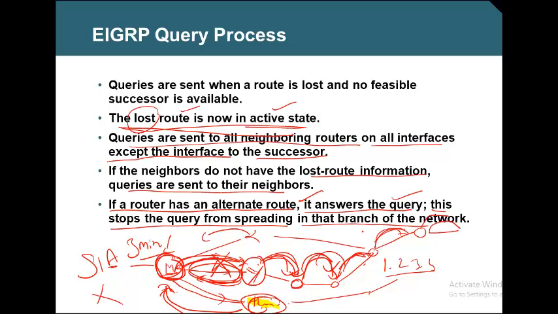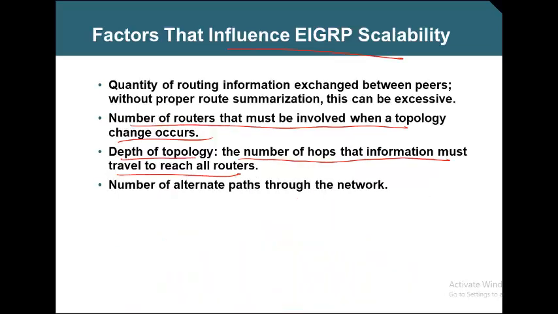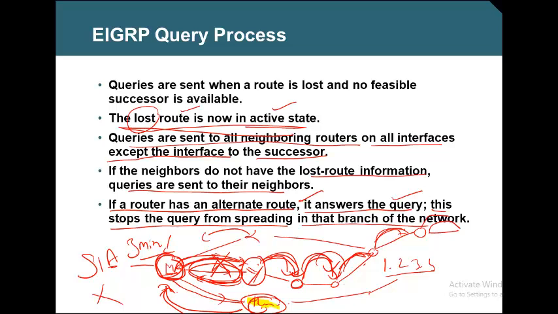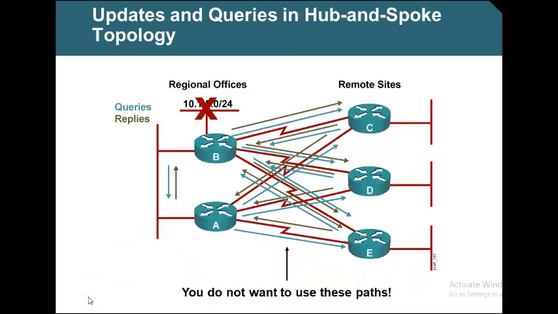That shows the looping of queries and replies. It's just looping because no one knows the destination. No one knows the path to reach the network which is lost. There is a network called this. This was the primary path. For some reason, that has gone down.